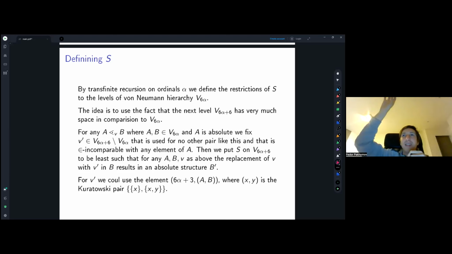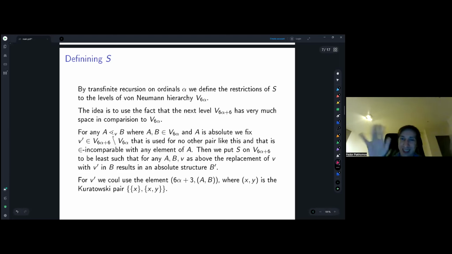They have a lot of space, and basically you have enough space to extend this S so that we will guarantee these universal properties that we want. Okay, more precisely, what happens is the following. Given some pair, a structure AB from the 6 alpha level of von Neumann hierarchy, such that B is a neutral extension of A by some element v, and A is absolute.